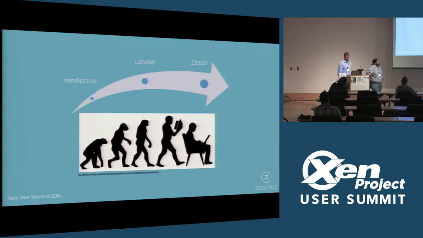If we fast forward a number of years, in 2014, we've seen a progression from Xen Access, which was a project developed originally by Brian Payne that I mentioned earlier. It became libVMI by the same authors, which we are now developing in addition. And then the progression allows for a product like Zazen.